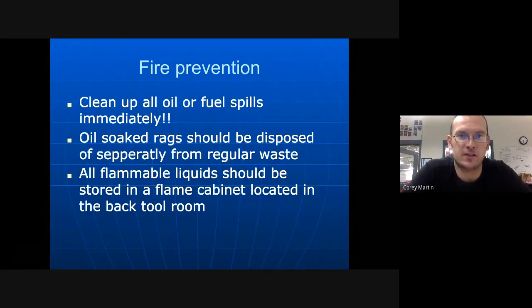Okay, fire prevention. This goes along with the FPP, or fire prevention plan. Clean up all oil or fuel spills immediately. So if we're changing the oil on a vehicle and we miss the drain pan, we're going to clean that mess up before we do anything else. Same thing goes for gasoline.